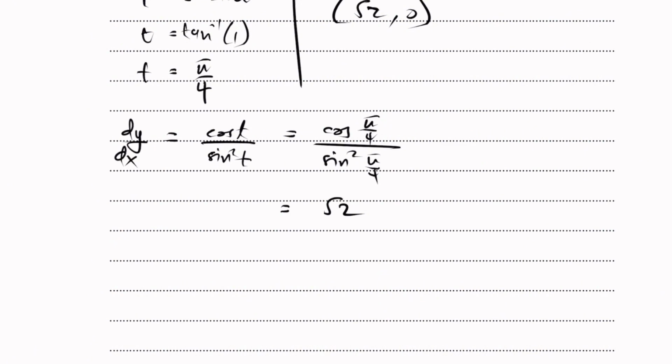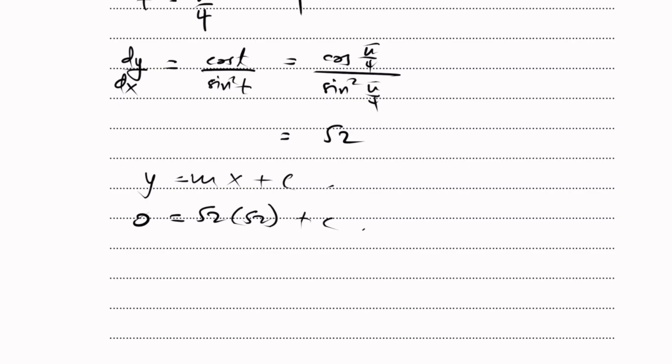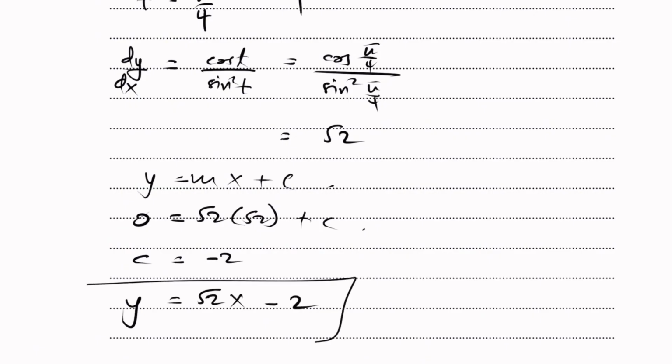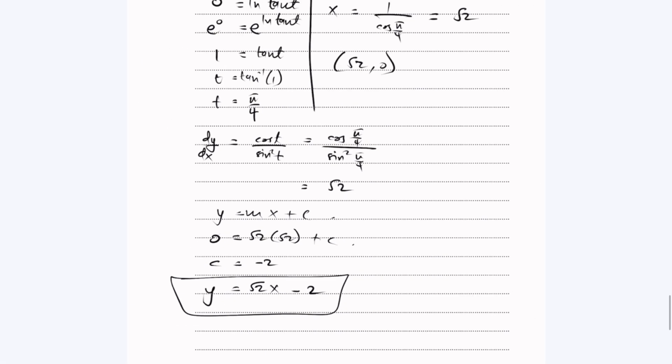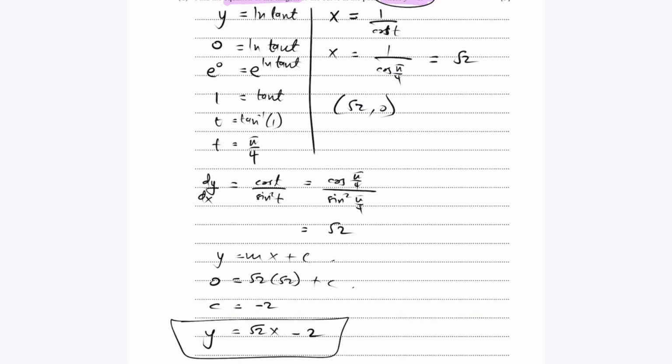So your tangent is going to be y equals, of course, we're going to use y equals mx plus c. Our y is 0. Our gradient is root 2. Our x is root 2, plus c. Root 2 times root 2 is going to be 2, right? Yeah. So c is negative 2. So y will be equal to root 2 x minus 2, like that. So this is the equation of the tangent for 3 marks.